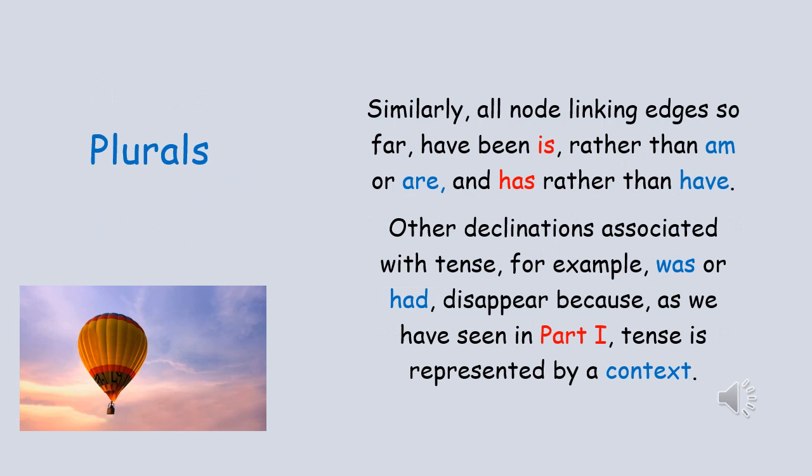In a similar fashion, all node linking edges so far have been is rather than am or are, and has rather than have. Other declinations associated with tense, for example, was or had, disappear because, as we have seen in part 1, tense is represented by a context.